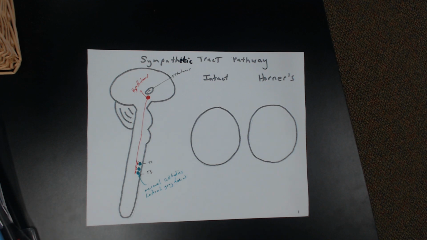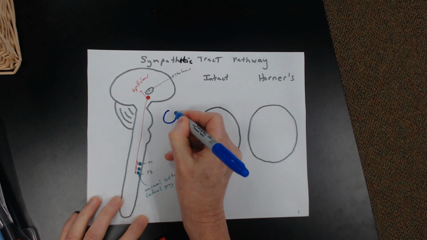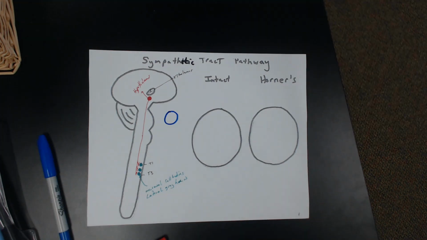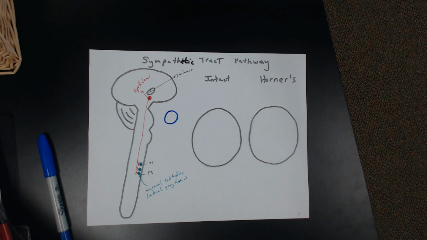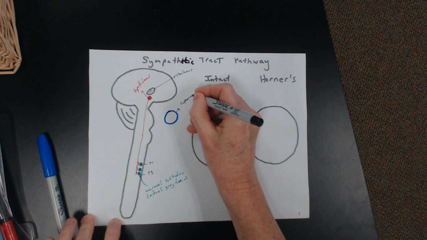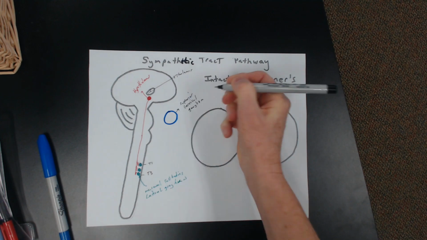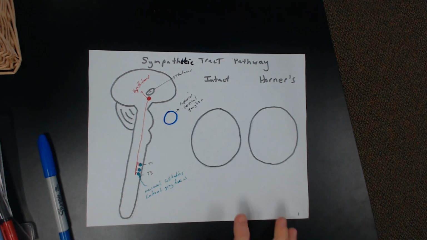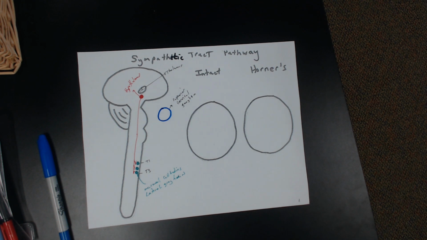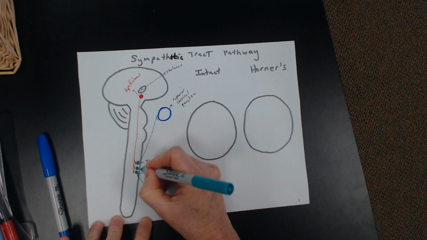So the other important player here is represented outside, but this blue circle is going to represent something known as the superior cervical ganglion. So the neuronal cell bodies in the lateral gray horn of T1 through T3 send out axons that then synapse here with this superior cervical ganglion.